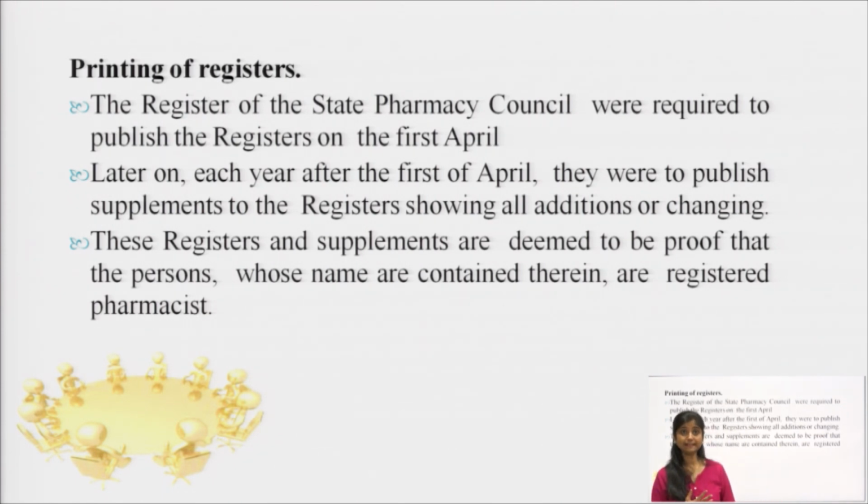उसको publish करने के लिए हमें उस register में उस नाम की entry को हम as a supplement State से Central Government तक पहुंचाते हैं. तो each year after 1st April जो भी हमारा annual task था उसको हमने compile किया, हमने मतलब State Government ने compile किया और Central Government को pass on किया. These registers and supplements are deemed to be the proof that the persons whose names are contained therein are registered pharmacists, that these people are working as registered pharmacists. So this was the printing of registers.